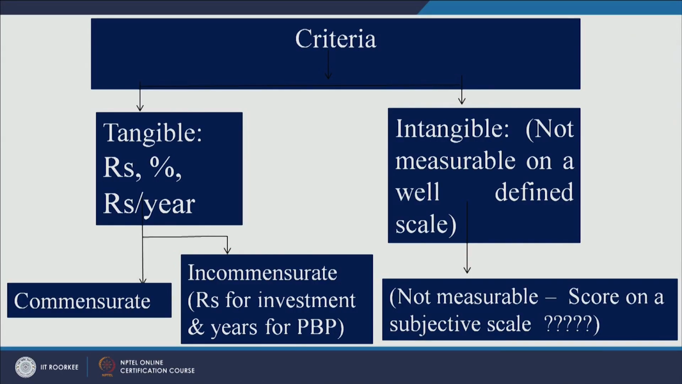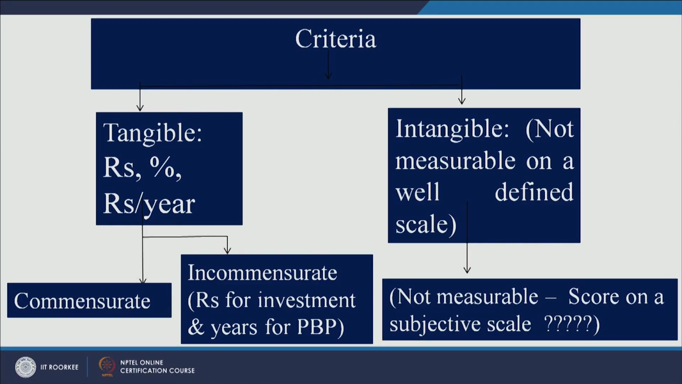So, selection criteria can be tangible, can be intangible. When I say tangible, it means you can measure it either in terms of rupees or in terms of percentage growth or in terms of the rupees per year earned, or let us say loss per year and so on. So, you can measure them, but on the other hand you have got some intangible criteria. You cannot measure them directly, but you need to have some subjective scale, right.